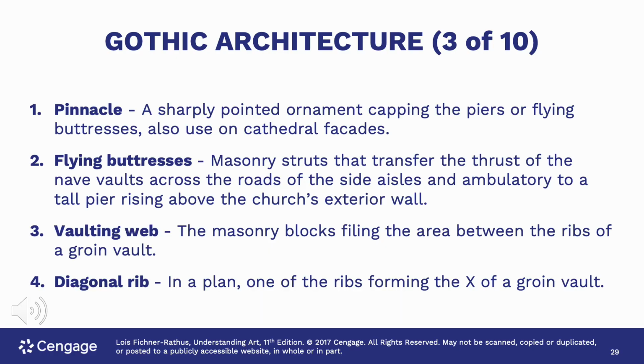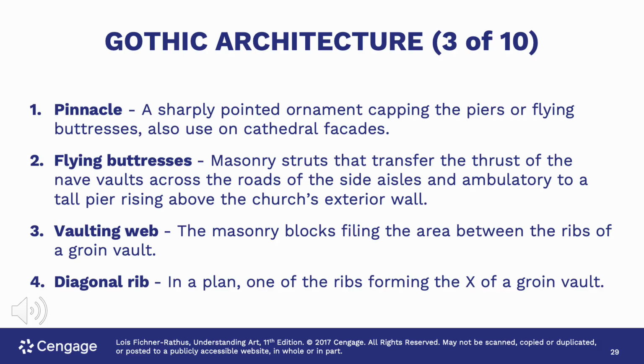Let's look at some vocabulary for this chapter. The first word is pinnacle, which is a tall pointed decoration placed on top of piers, flying buttresses, or cathedral fronts. The second word is flying buttresses, which are strong stone supports on the outside of a church that help hold up the heavy roof and walls.